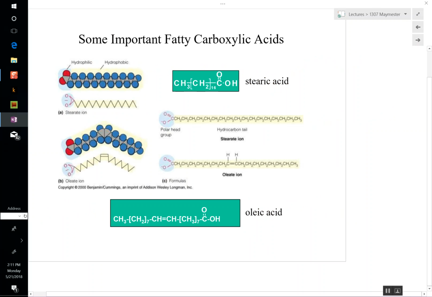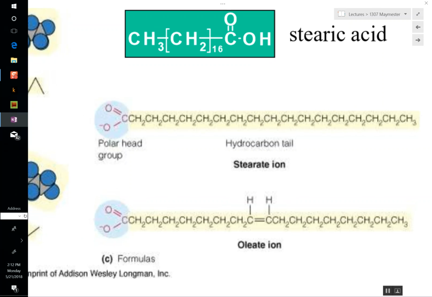Some important fatty carboxylic acids. Fats, we will study in chapter 17, or lipids. We will use the words interchangeably. Lipids basically are molecules that are not soluble in water. And these fatty acids have such a long non-polar chain. Let me blow this up a bit.